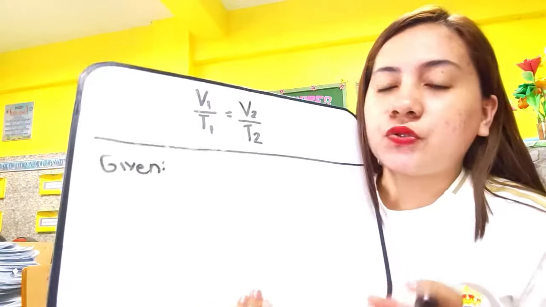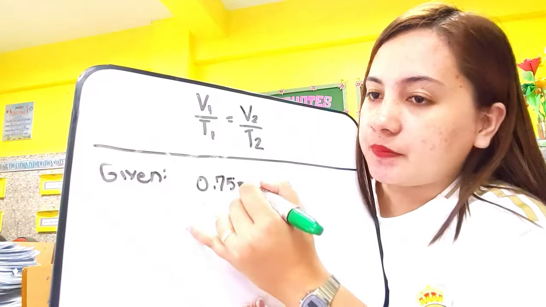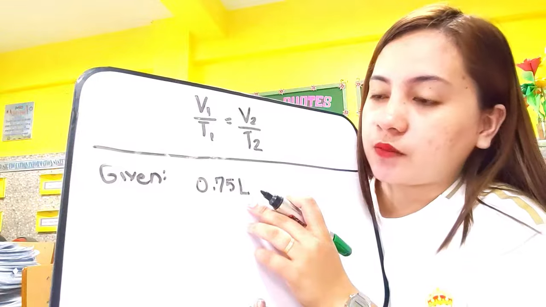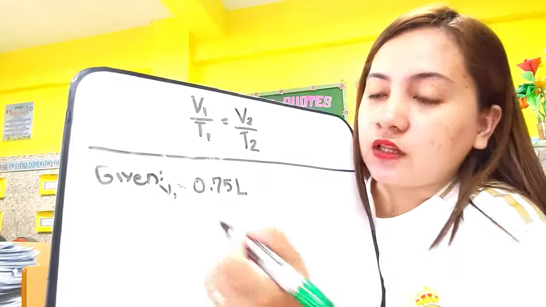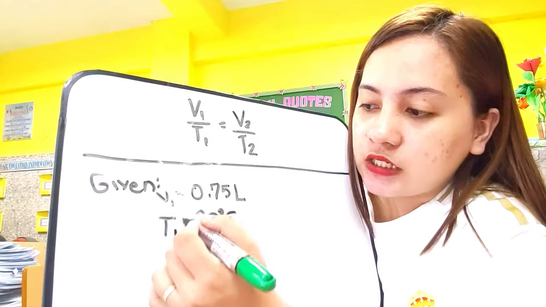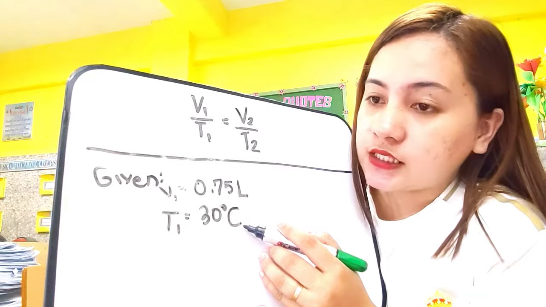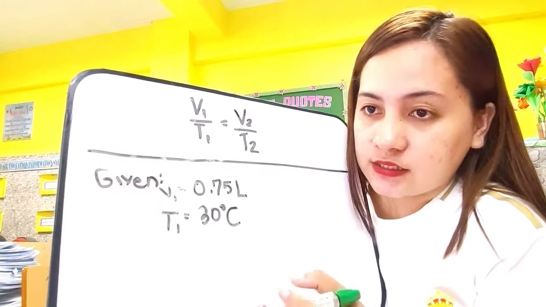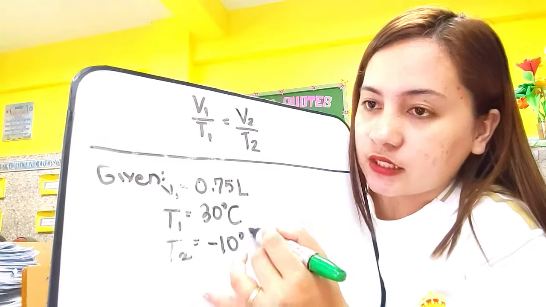Okay? So, yung given natin doon sa ating problem, we have 0.75 liter. Since ang unit ay liter, ibig sabihin siya ay volume. Siya ay initial volume. At 30, ito ay initial temperature dahil ang kanyang unit is degrees Celsius. Inilagay daw sa loob ng freezer yung balloon na merong gas. Ngayon, ang naging temperature niya is negative 10 degrees Celsius.